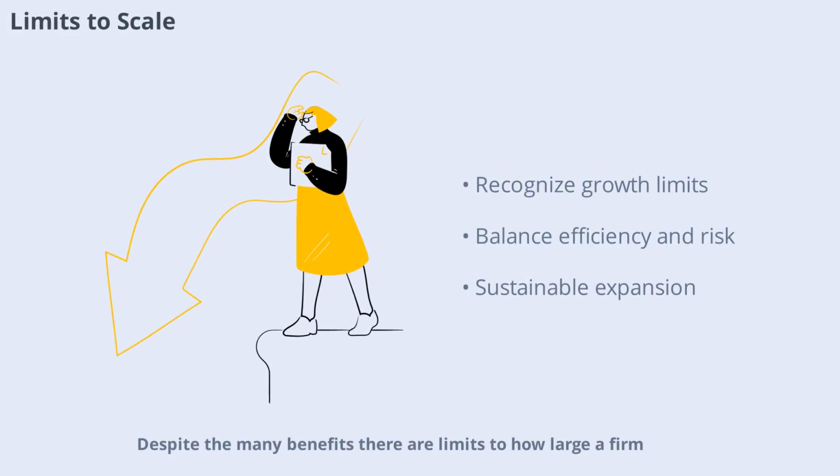Despite the many benefits, there are limits to how large a firm can grow before diseconomies of scale set in. Recognizing these limits is essential for sustainable growth. Firms must balance the pursuit of efficiency with the risks of becoming too complex or unwieldy.